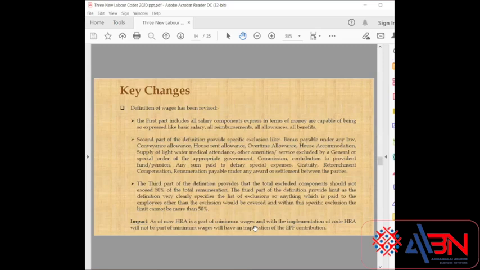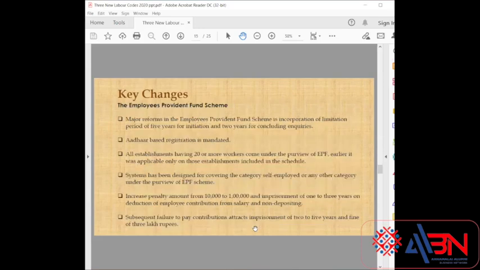Again, wages, as I said earlier, how it has been calculated, basic has to be 50%. It cannot go below 50%. Provident fund scheme, there's not much change except that earlier any establishment having 20 or more workers would fall under EPF, and those establishments had to be included in the schedule, but now they don't have to be included in the schedule, whether the type of establishment is there in the schedule or not.